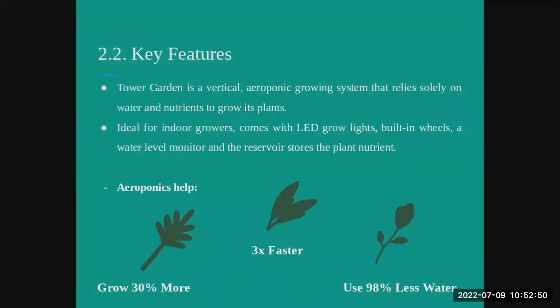The key feature of the solution is that the vertical growing system is a vertical aeroponic growing system that relies solely on water and nutrients to grow plants. The plants are grown in an air or mist environment and on a soilless material called rock wool. So it is very ideal for indoor growers. The infrastructure comes with LED grow lights, building wheels, a water level monitor, and a reservoir, which helps store the plant nutrients. The significant advantage of aeroponics is it can grow 30% more plants, 3 times faster, and use 98% less water.